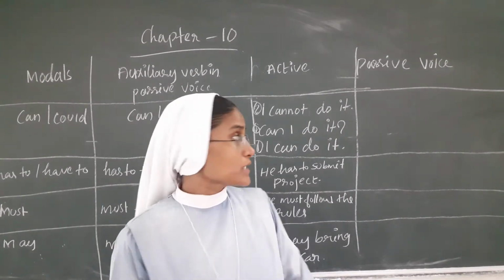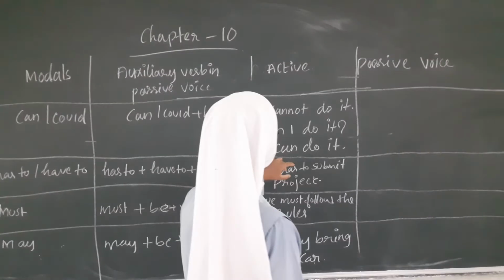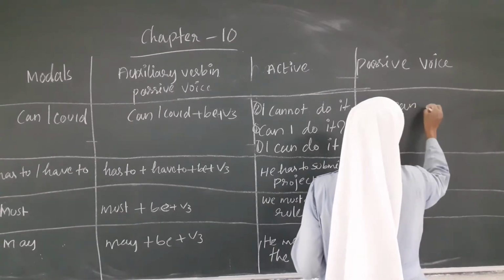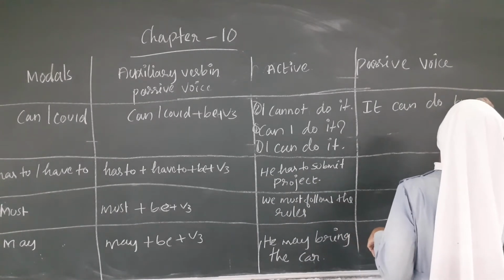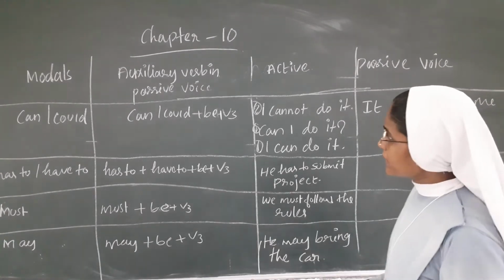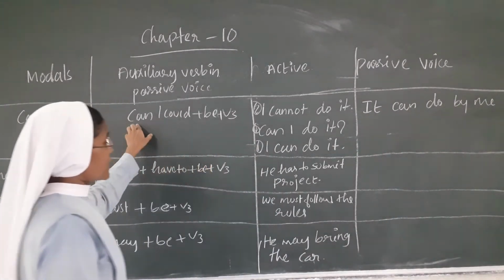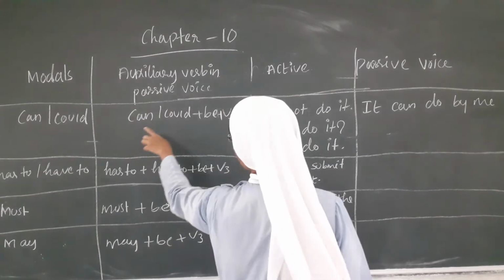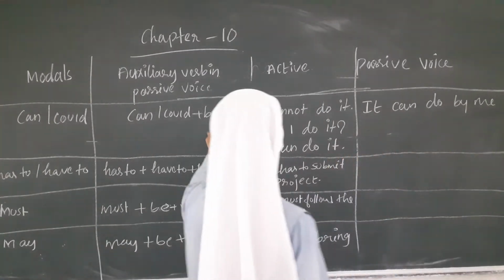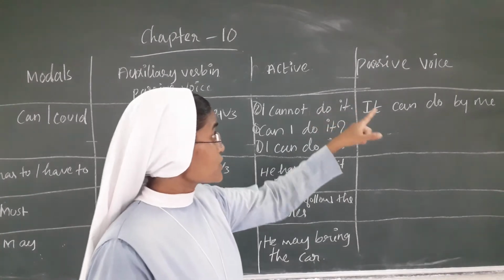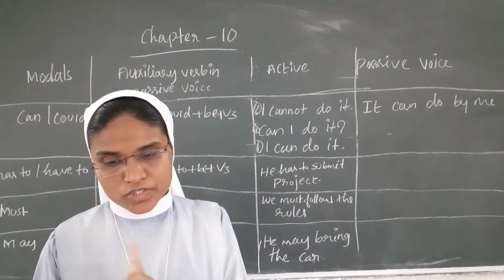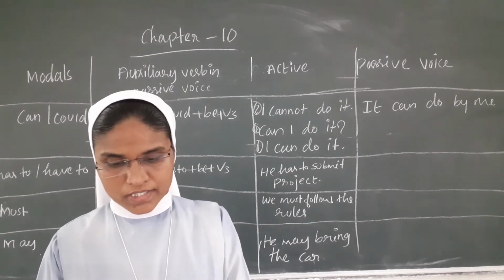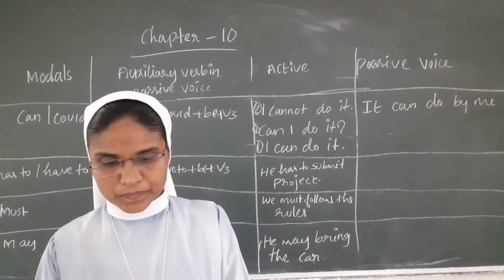It can be done by me. Here, this is actually for the subject. Can be done by me. So that is the changing of active voice into passive voice. This is the auxiliary verb in passive voice they have given.